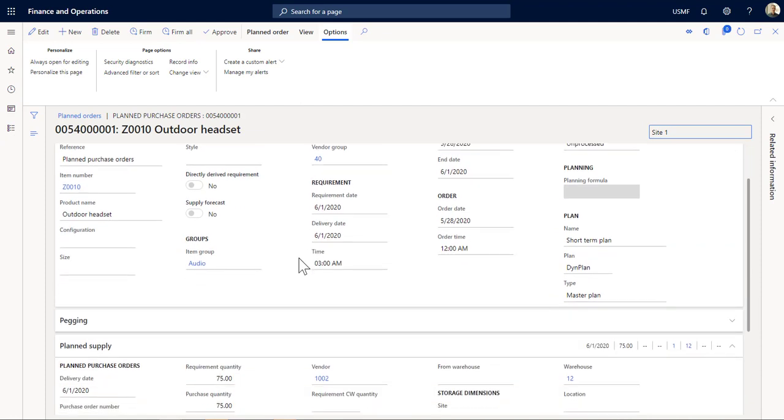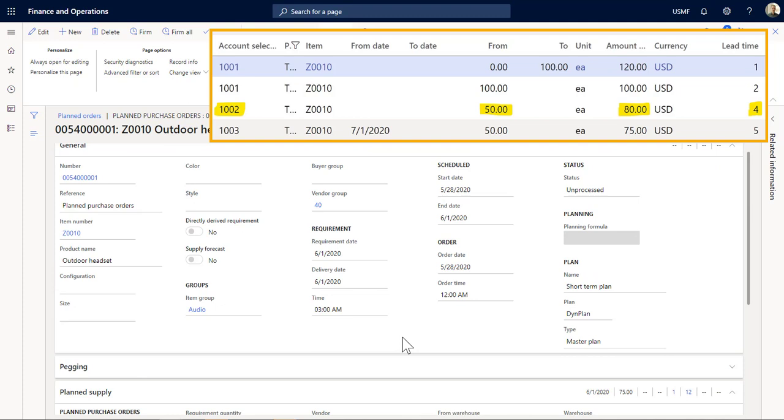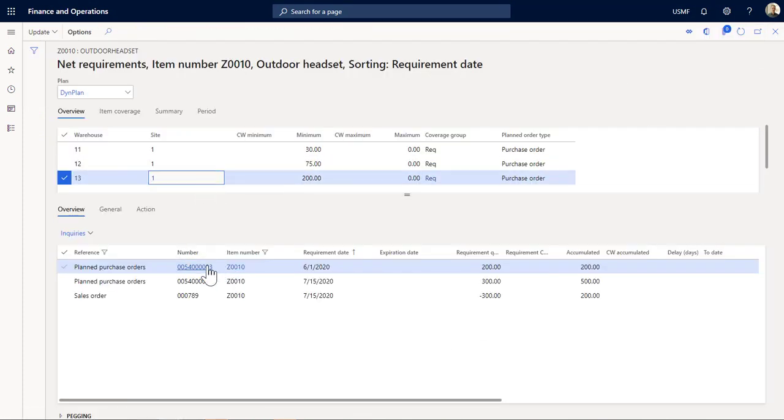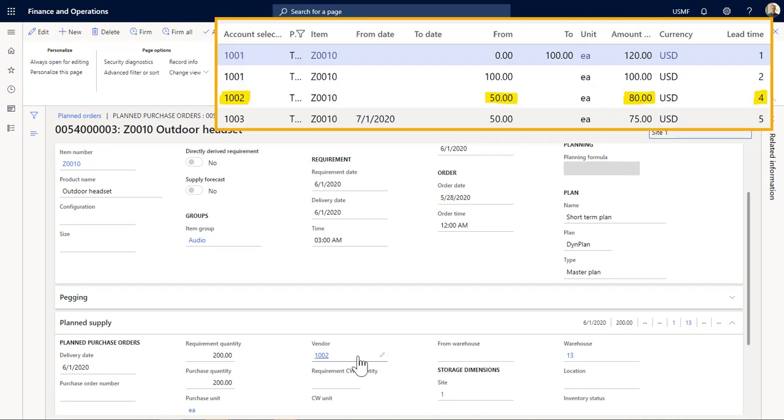If we look at the next one here for 75, now we are above the 50. We can see that this one went to vendor 1002 because he can deliver this for a little cheaper at $80. But also notice here that the lead time is 4 days from end of May to beginning of June. If we take the last one here, I both have a minimum of 200. Let's start with that one. That triggered a planned purchase order that also went to vendor 1002. Again, we see the 4 days of lead time.